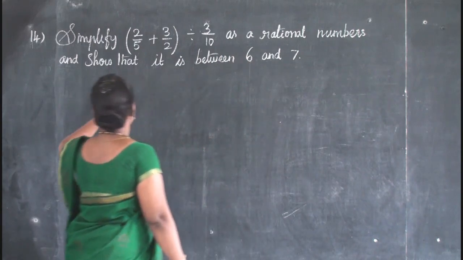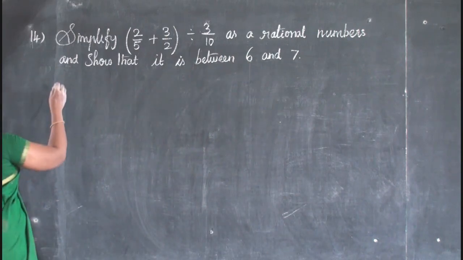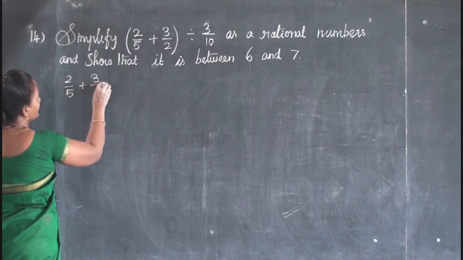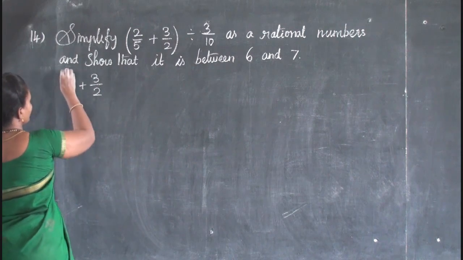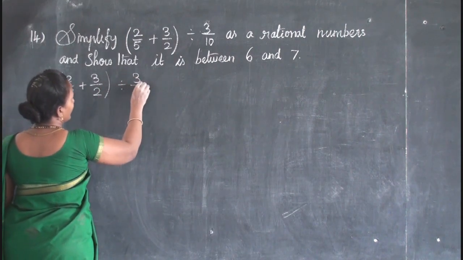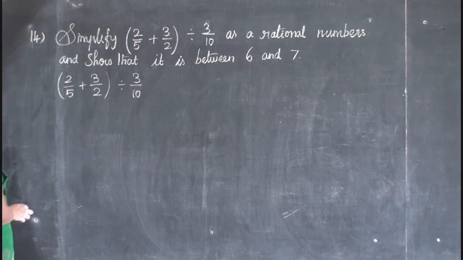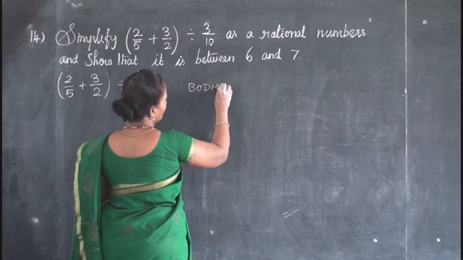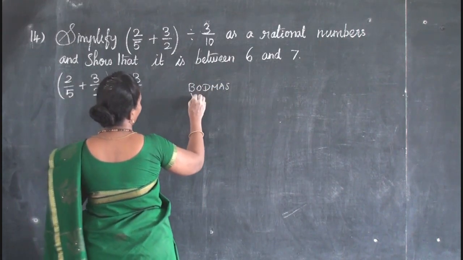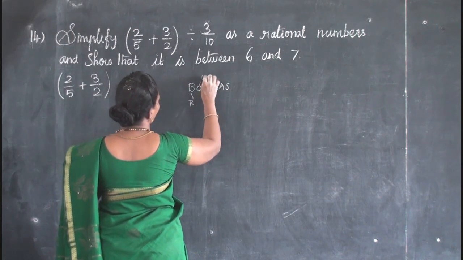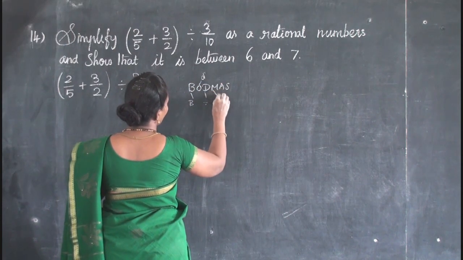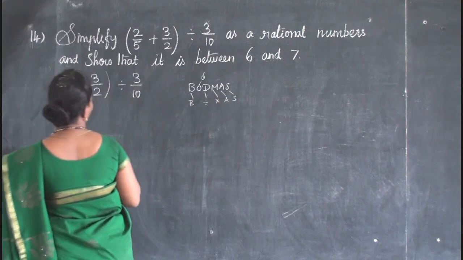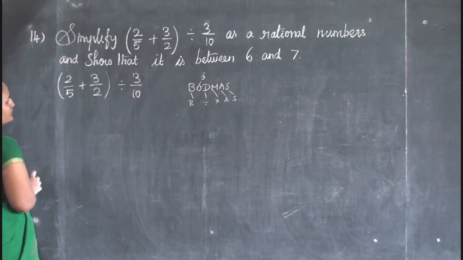Now the 14th sum. Simplify 2 by 5 plus 3 by 2 divided by 3 by 10 as a rational number and show that it is between 6 and 7. As the sum: 2 by 5 plus 3 by 2, divided by 3 by 10. First, solve the bracket. Order: brackets, of, division, multiplication, addition and subtraction. Now solve the bracket first.